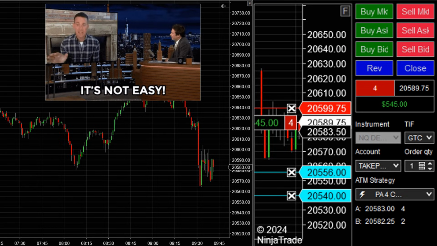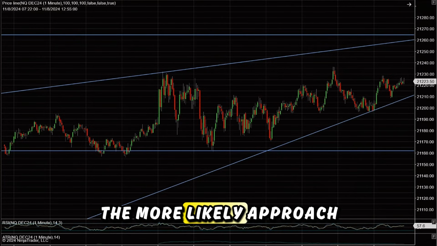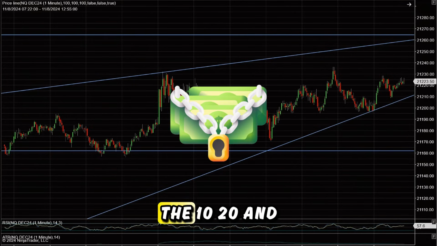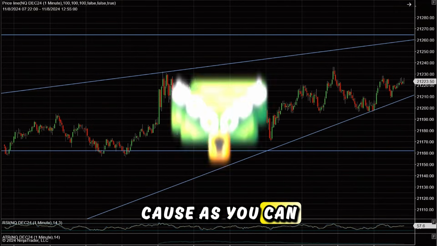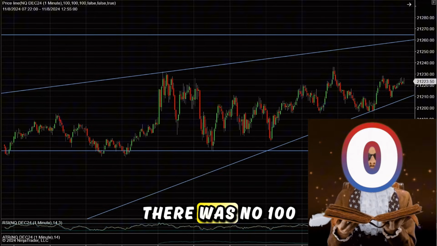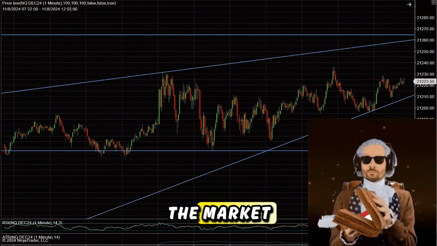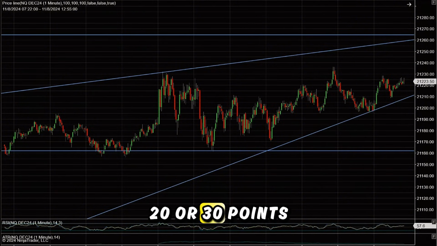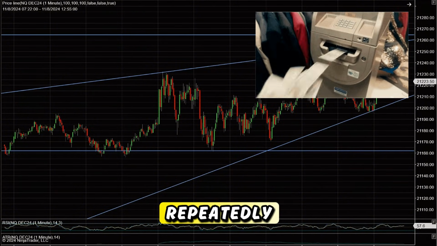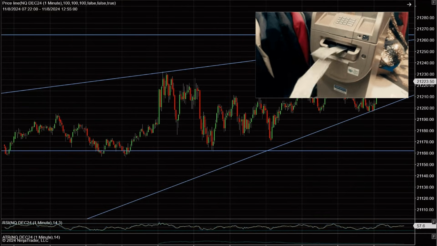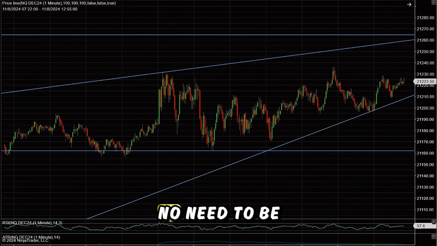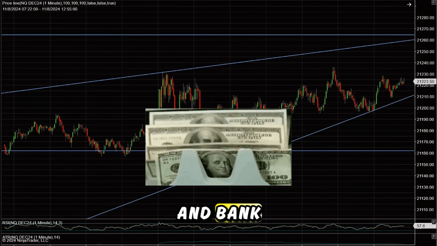Sometimes the market chops around and you don't get that. The more likely approach for you to lock in your profits is the 10, 20, and 30 points. Because as you can see, on a chop day like this, there was no 100 points to be had, even if you bottom ticked or top ticked the market. However, if you locked in 10, 20 or 30 points, you would have locked in your profits repeatedly and took even more trades. That banked. So make sure you don't be greedy. No need to be a hero. Just lock it in and bank.